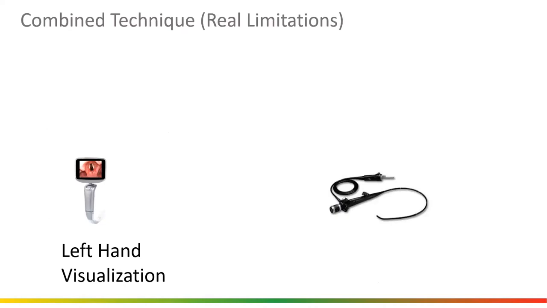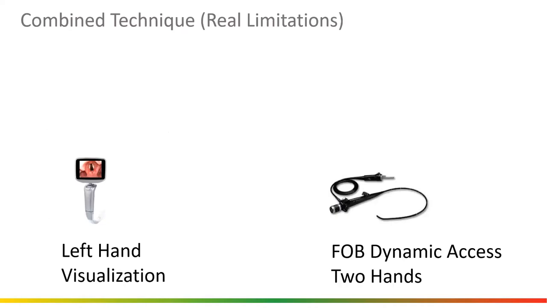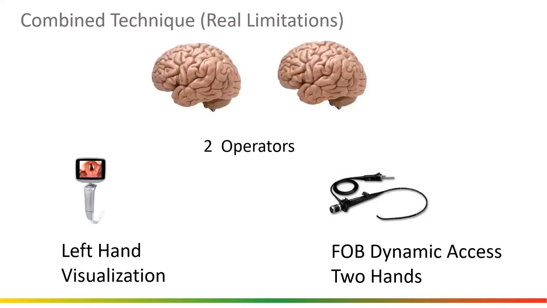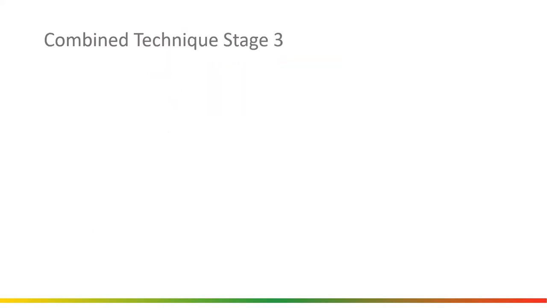Left hand is visualization, that's great. Two hands with the fiber optic bronchoscope, but when you have 3 hands involved in the procedure, then you have 2 operators to coordinate, and that presents problems in itself.